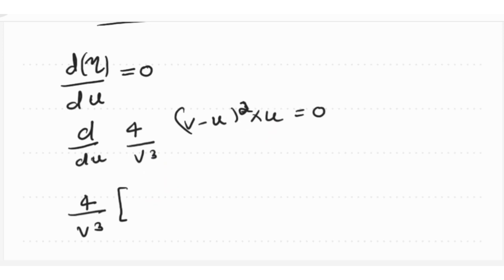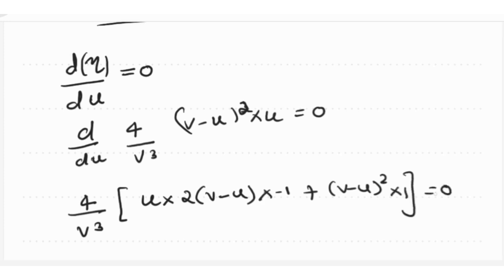So that is nothing but you should use here product rule. So u into derivation of this with respect to u, so that is 2 into v minus u, derivation of v is 0, derivative of minus u is minus 1, plus v minus u, will take it as a constant now, derivation of u with respect to u is 1, so that should be equal to 0.